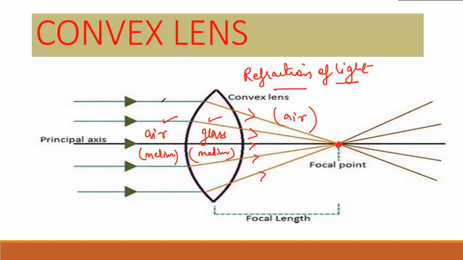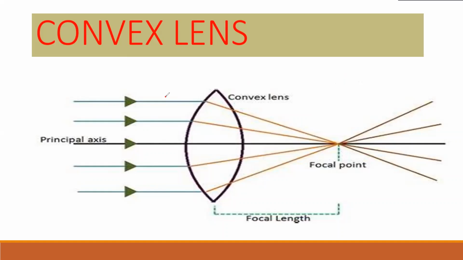Can you see here? If this is the ray of light striking your lens, it is not going straight. Its path is changing. It is bending. And this change in the path of light, when it goes from one medium to a second medium, is called refraction of light.